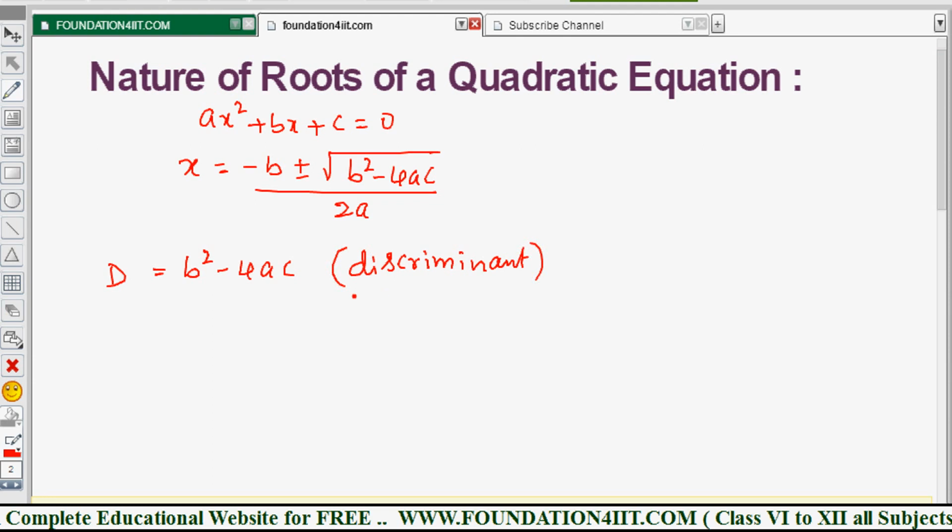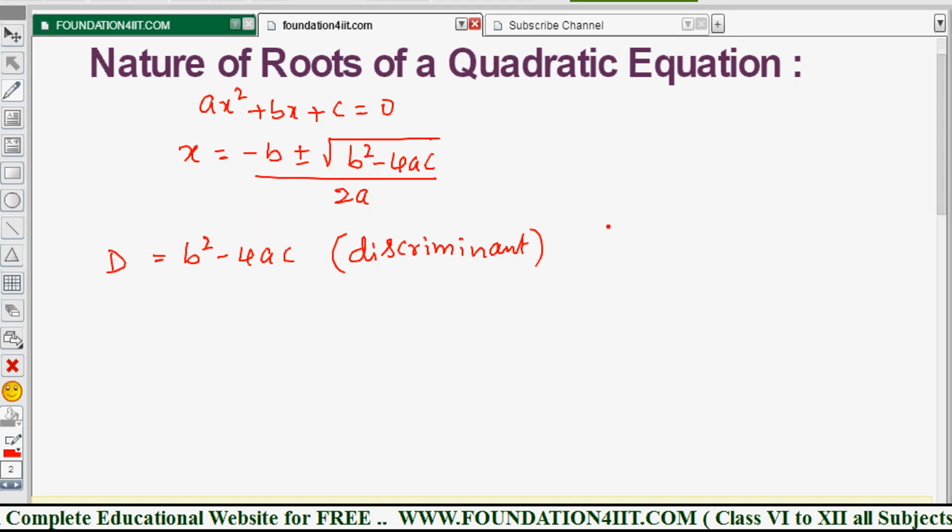Now based on this discriminant, we can find out the nature of the roots. So there are three cases. Maybe d is greater than 0, or less than 0, or exactly equal to 0. So based on these three cases, let us see one by one. If you see case 1, that is if d is greater than 0, that means b square minus 4ac value is greater than 0. So under root, if it is greater than 0, it is a positive value. So then roots are real numbers and distinct, right?